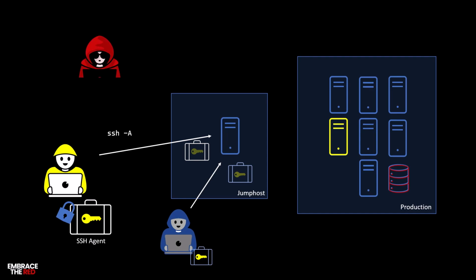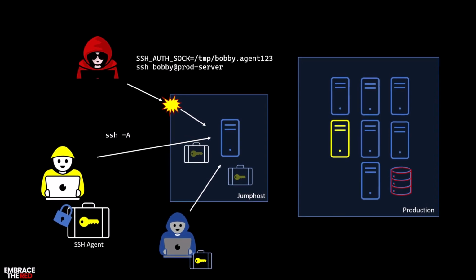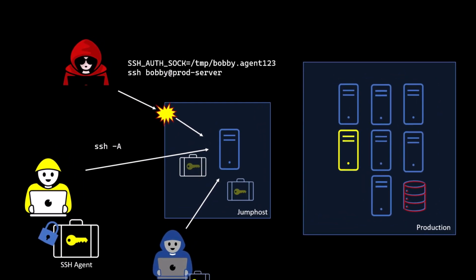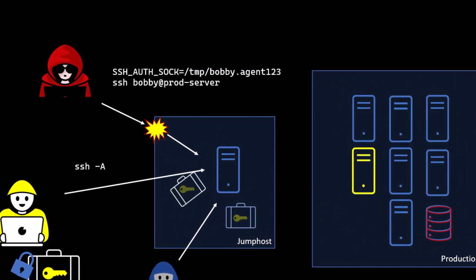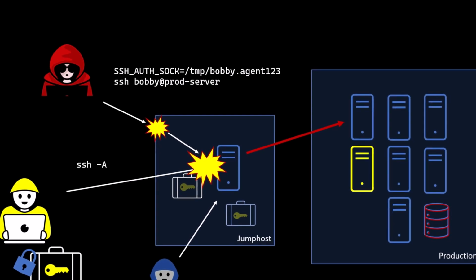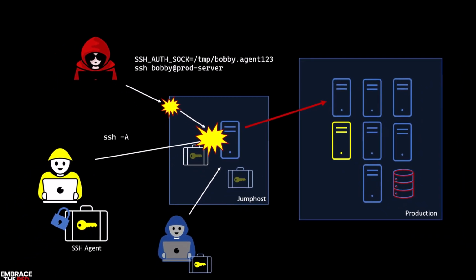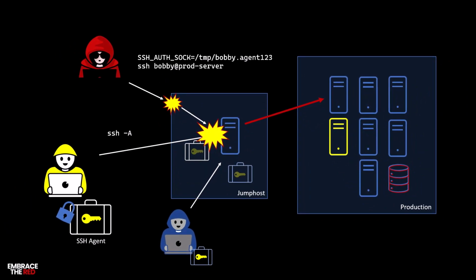But what if Mallory is on that same jump host or compromises that same jump host? What Mallory can do is set the SSH authentication socket to, let's say, Bobby's agent, and then perform the SSH command as Bobby. What this will do is leverage and hijack Bobby's agent and then use that agent to attempt to authenticate to, let's say, this first production server we see here. And since Bobby's agent's key is valid, that will work. And the attacker can use this to compromise any of the other machines in the production environment.